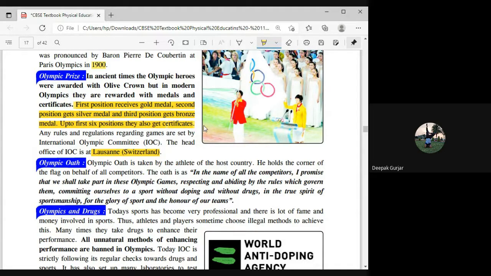Any rules and regulations regarding the games are set by the International Olympic Committee. What is the International Olympic Committee? The International Olympic Committee decides where the Olympics will be held. It decides the rules and regulations. It also acts against drugs or anything else of that kind.